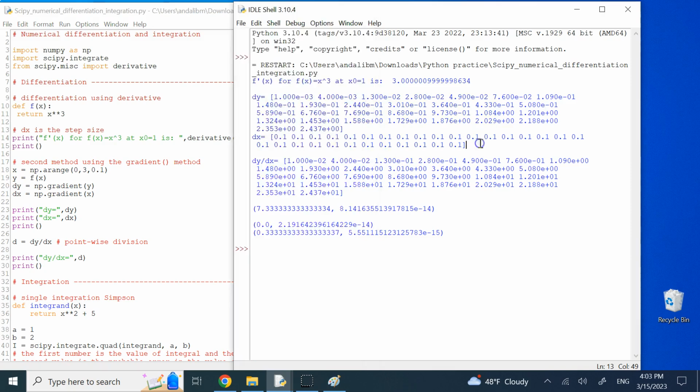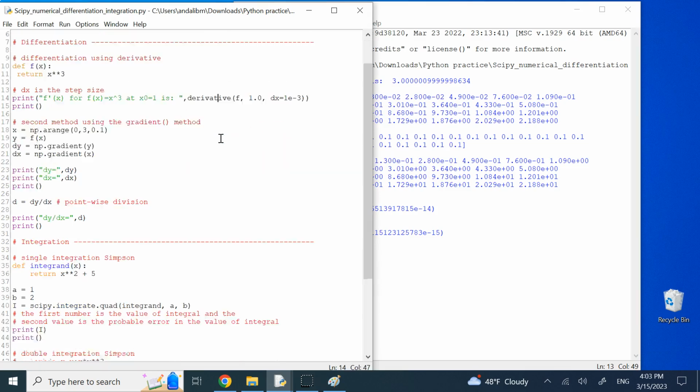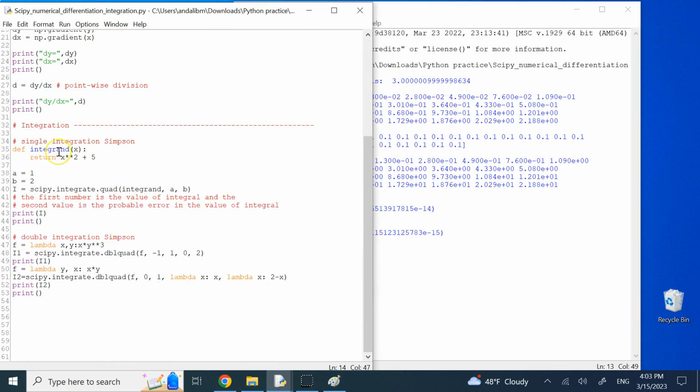But anyways, you clearly can see that the gradient method or this derivative method both work. Then we have the integrations, and here we can define any function. Let's say this time we want to integrate the function x² plus 5, a single variable function, between a lower limit of 1 and an upper limit of 2.